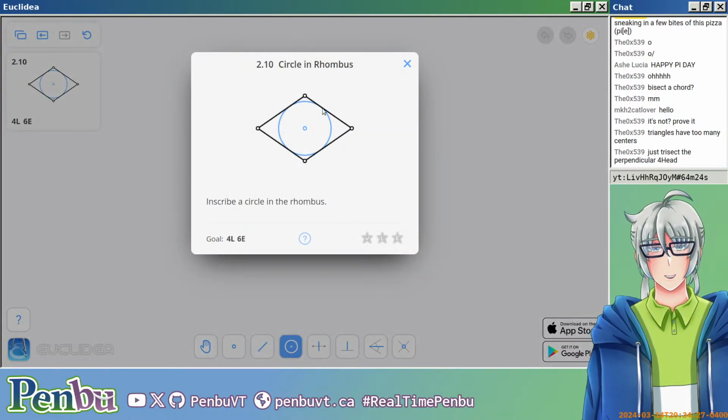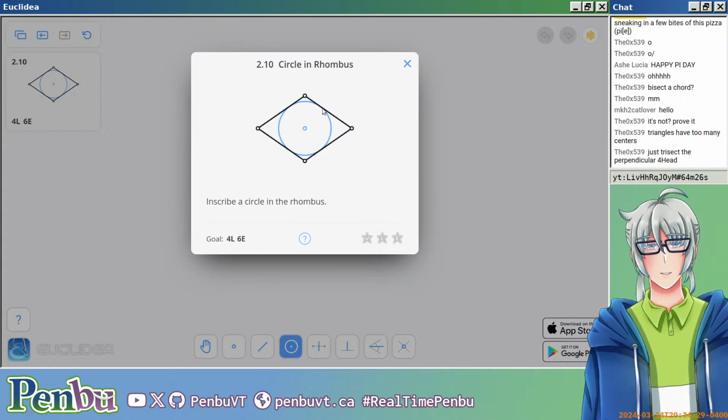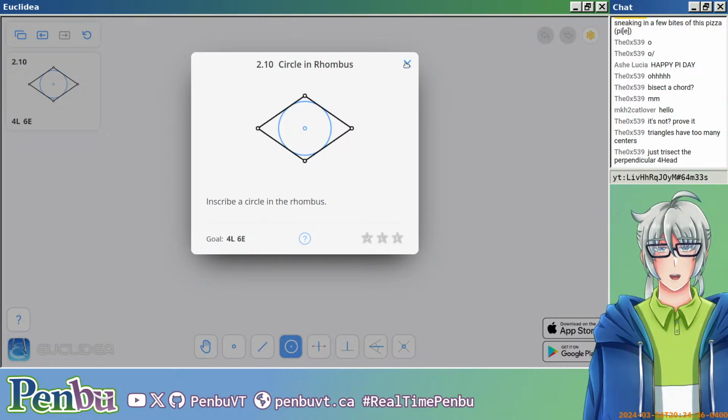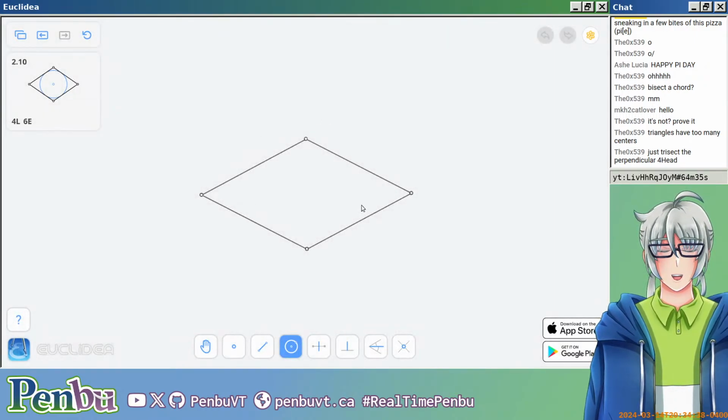Okay, that was pretty easy. Circle in rhombus. Inscribe a circle in the rhombus. Our goal here is 4 tool moves and 6 elementary. I don't know if we're going to get the 6, but we can probably get the 4.